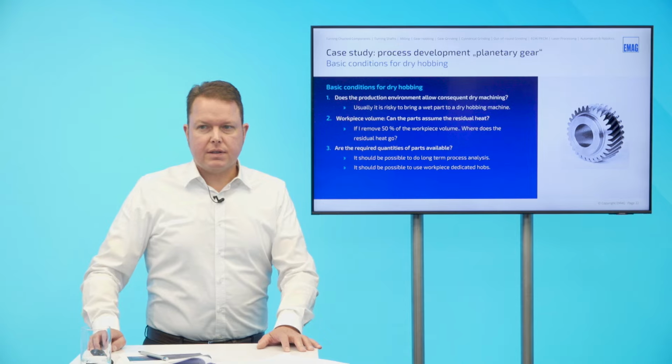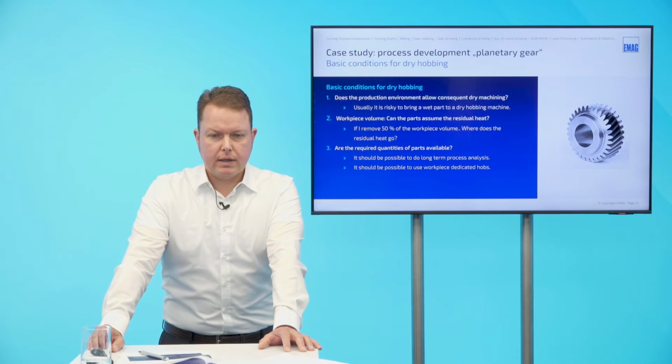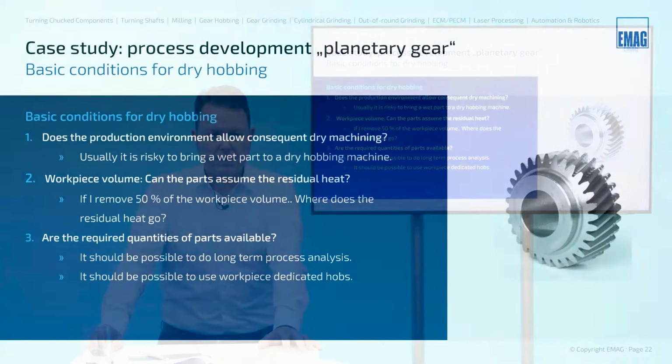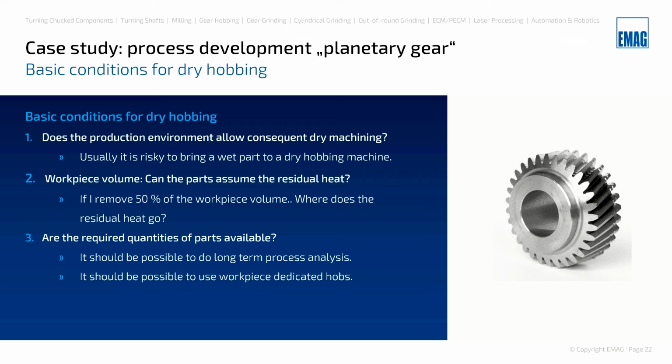So for successful application of dry hobbing, there are a couple of basic conditions necessary. First of all, what we told earlier, it's risky to bring a wet part to a dry hobbing machine. The workpiece volume: let's assume we have a small tiny pinion. We remove more than 50% of the body of the workpiece by the hobbing process. So where should the residual heat go? These workpieces will, of course, become quite warm after having been cut.